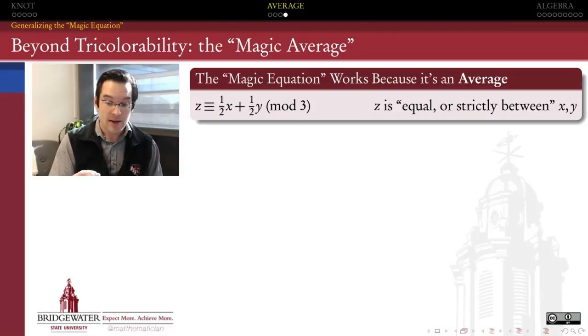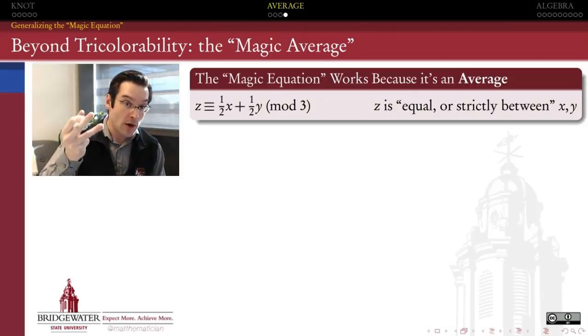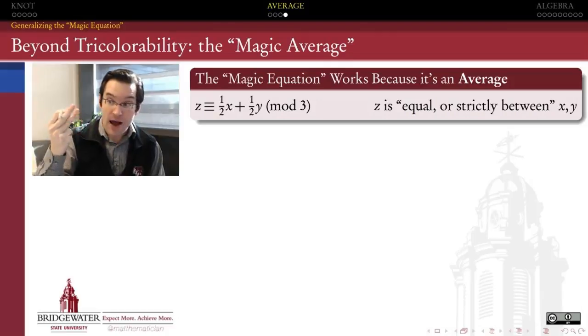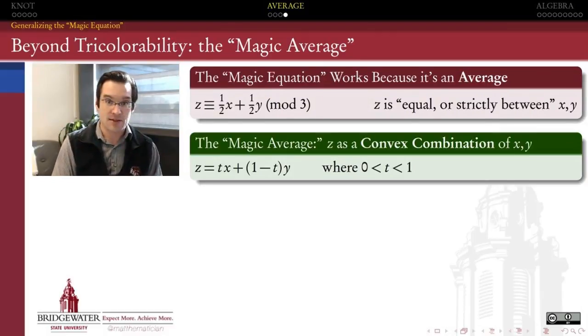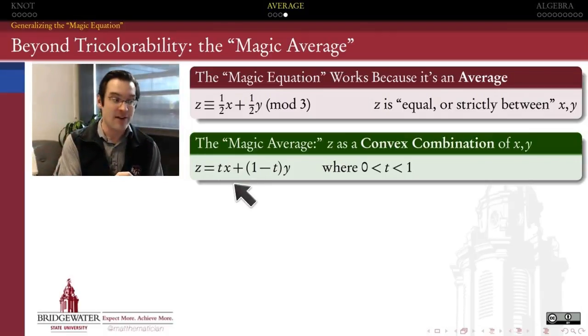And that's why it's somehow natural, it's intuitive, that anytime we have 3 numbers where one of them is the average of the other 2, then either all 3 of them are the same, or the average is strictly in between the other 2. So that's what gives the magic equation its bite. That's what gives it its power. And we can generalize that by relaxing the idea that the average has to be exactly halfway in between x and y, and just say, well, it has to be somewhere along the line between x and y. So we can think of it as a convex combination. z equals tx plus (1 minus t)y, where t is something strictly between 0 and 1.